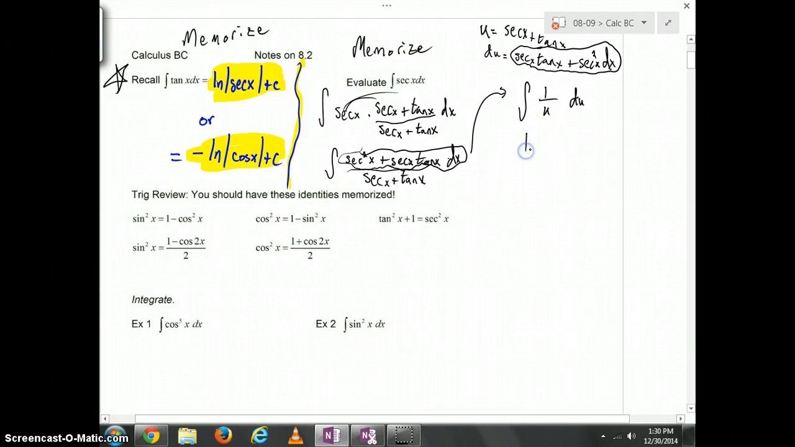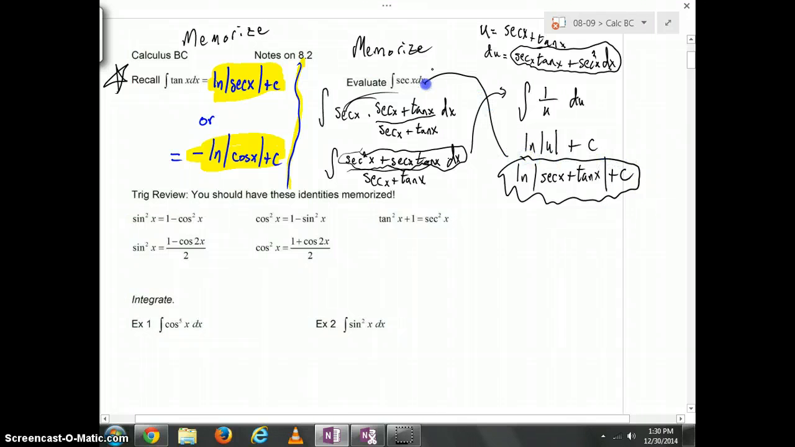This would become the natural log of the absolute value of u plus c, which, resubstituting back in, is the natural log of secant of x plus tangent of x in absolute value plus a constant. Wow, that is what you want to have memorized for the secant of x dx, for that antiderivative, for that integral. They'll show up enough that it's well worth knowing.